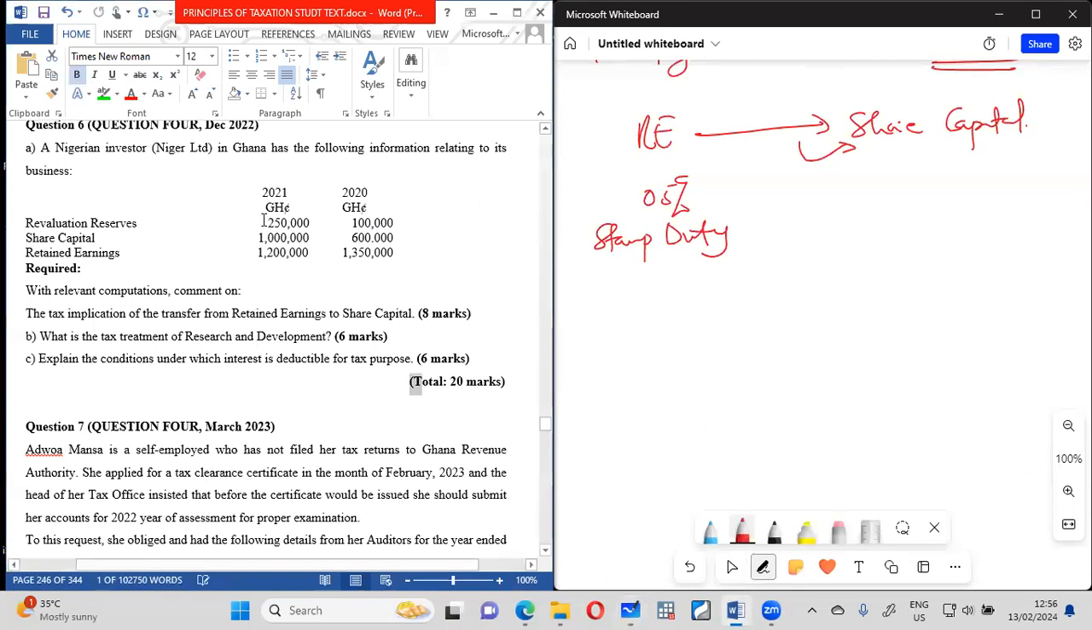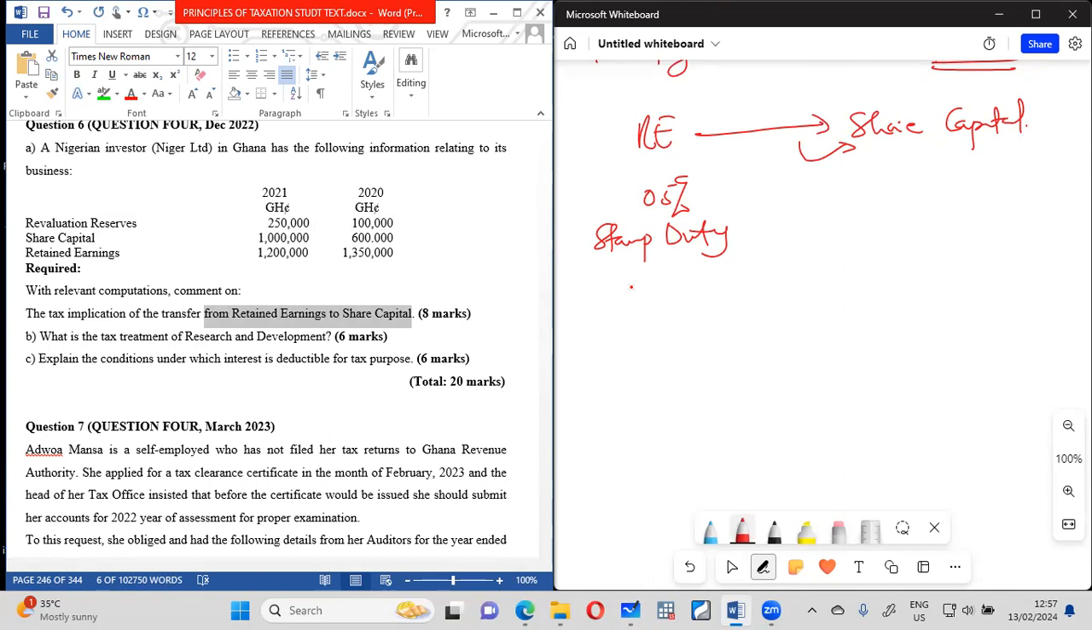So it means, look at this, this is what happened. They moved it from retained earnings to this one. So this is what they are trying to say. So if, let me see, 2020, the law is asking you to determine the implications of those. All right, so I think this is where it's coming from. From any reserve. Anything that moves from retained earnings to share capital, you pay stamp duty of 0.5% on the amount.